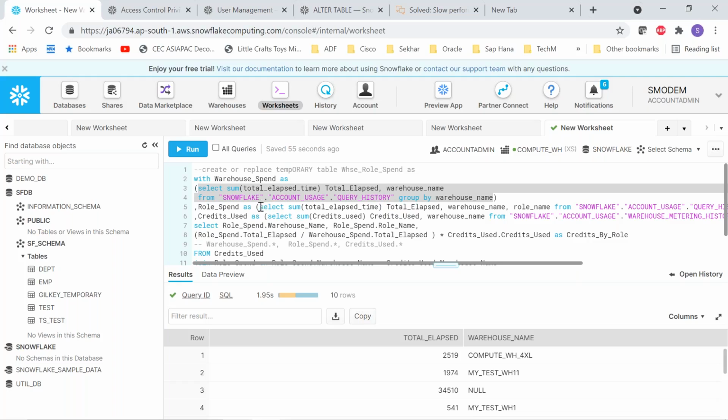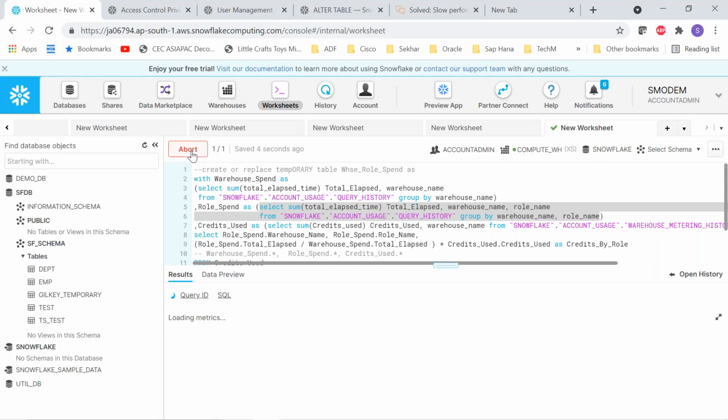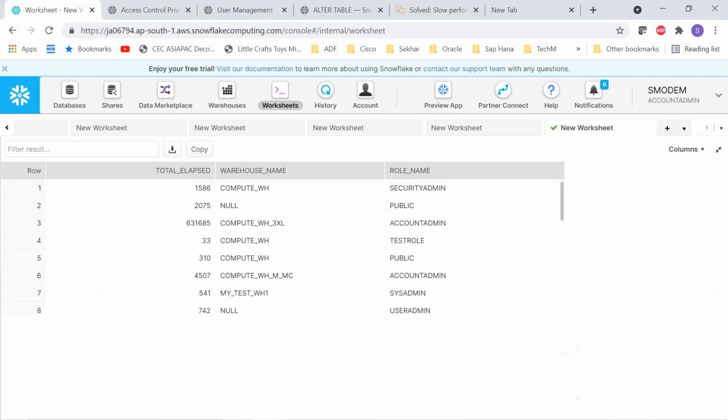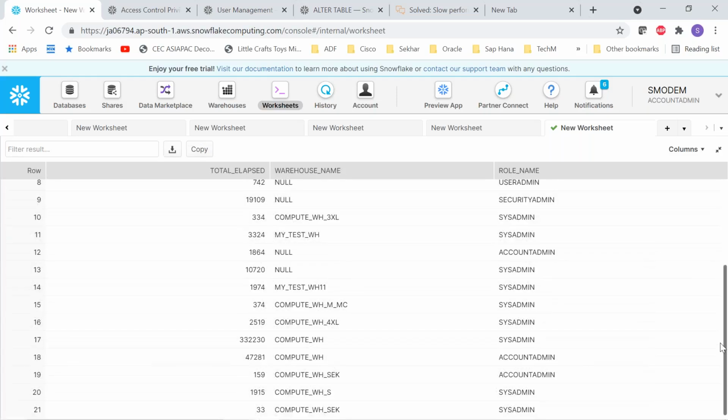And then there is a second one, which is based on role, right? From role name. I'm running this. If you look at this, for compute WH, I have public, which ran 310 queries, and then it has been broken down. Public 2075, compute WH, account admin has run this, sysadmin, user admin. It has given me all the roles that I've run on. Compute WH sysadmin is the max one because I normally use sysadmin in compute WH. Right? These are the roles, these are the warehouses and this is the elapsed time.